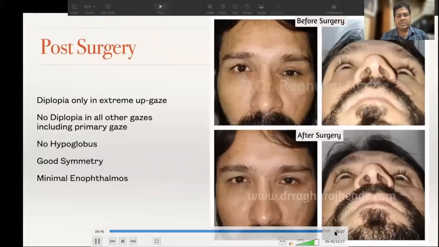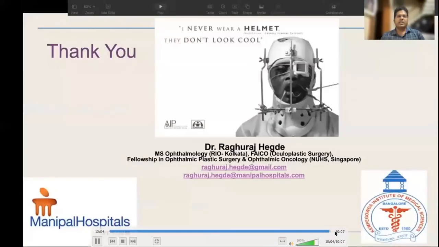Post-surgery, most of his symptoms were resolved, except diplopia only in extreme upgaze. There's no other diplopia in any other gaze. There's no hypoglobus. There was good symmetry. A small amount of enophthalmos is residual, but it was quite minimal. So the patient was quite happy with the outcome.